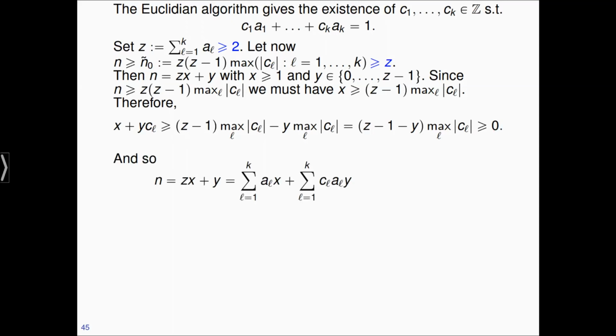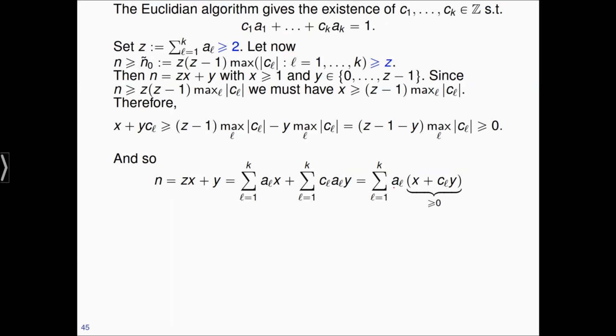Now we are going to rewrite n. So n is z times x plus y. Z is the sum of the AL. So I'm replacing z by the sum of the AL. And furthermore, I'm replacing the 1 that you don't see here in front of the y by the linear combination of the AL with the CL. Yeah, so this is this equation here. Yeah, so this is the 1 here that I'm artificially multiplying into.